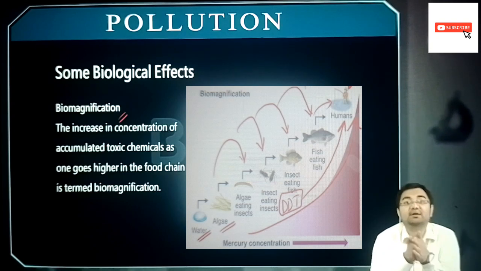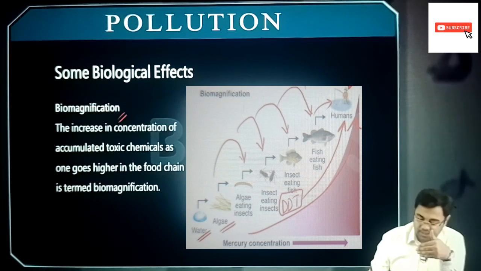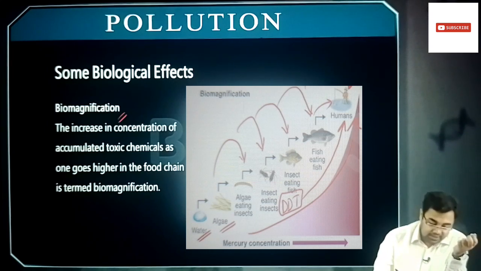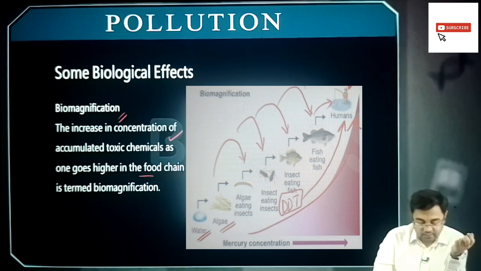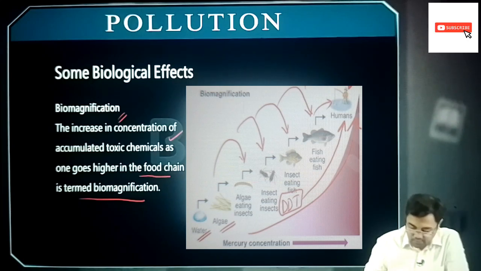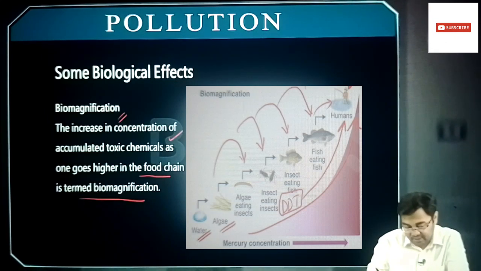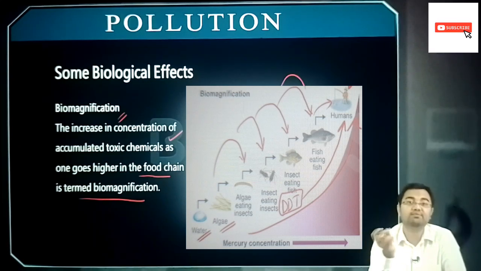Now there is an increased concentration of toxic chemicals as you start to go higher up the food chain, and this is termed biomagnification. So the increase in concentration of accumulated toxic chemicals as one goes higher in the food chain is called biomagnification. If you look at this, from water to algae, from algae to algae-eating insects, from there to insect-eating insects, from there it goes to the fish, from fish to the bigger fish, and from there it is coming to the humans, and in this way biomagnification is acting.